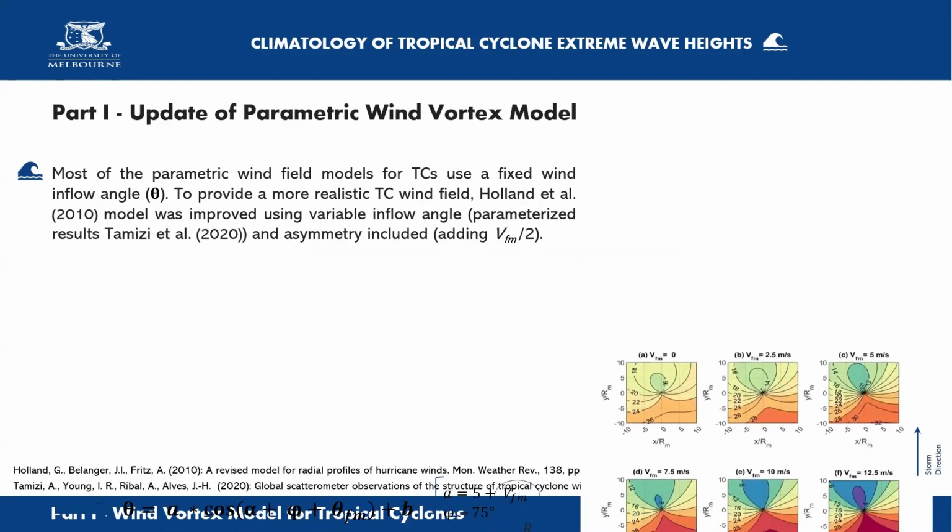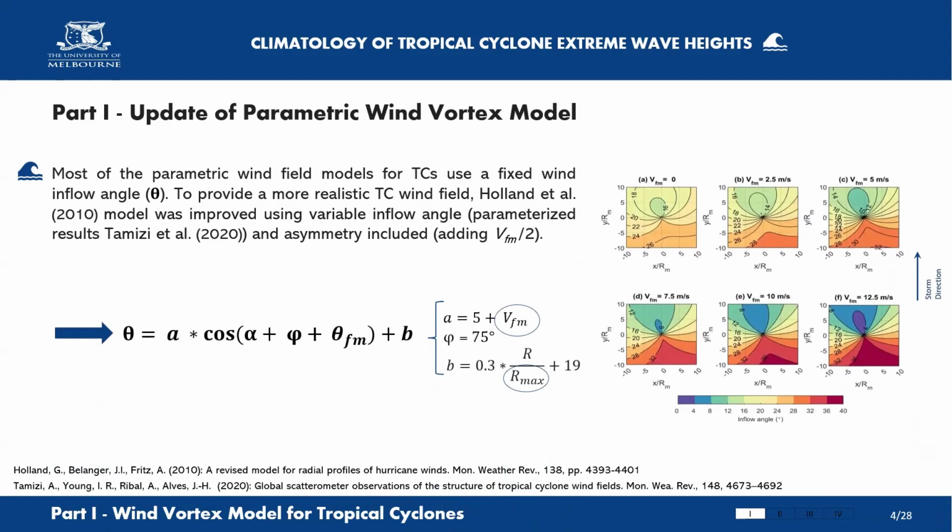Let's start with the first part. Most of the parametric wind field models for tropical cyclones use a fixed wind flow angle. To provide a more realistic tropical cyclone wind field, the Holland vortex model was improved using a variable wind and flow angle parameterized from results of Tamiz et al. And the asymmetry was included, adding half of the velocity of movement.